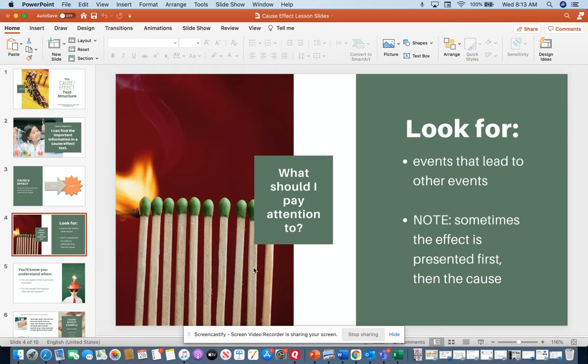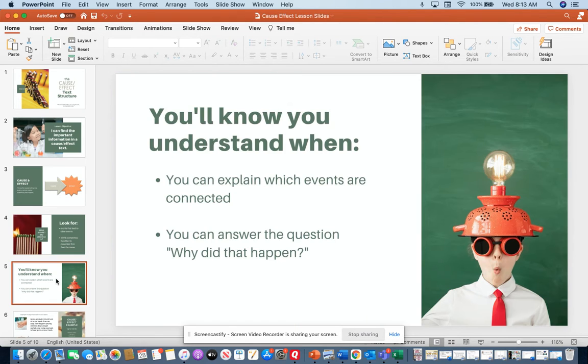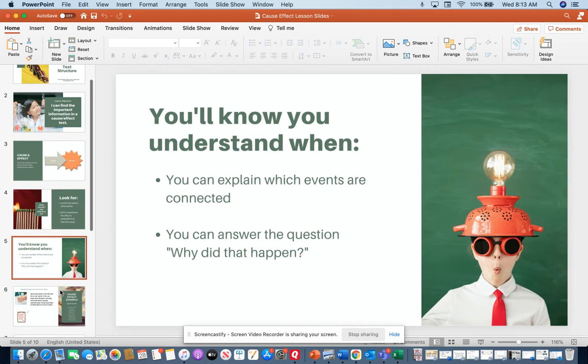We're going to actually see a lot of this in our next science unit. We're looking at force and motion, and it talks a lot about cause and effect. So you're gonna get to see a lot of cause and effect over the next week or two in science. You'll know you understand when you can explain which events are connected, and you can answer the question, why did that happen?